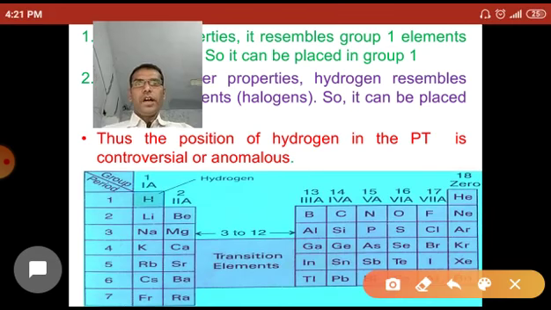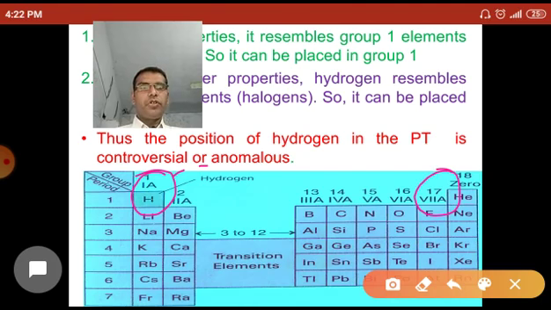Right now, hydrogen in the modern periodic table is placed in the first group and first period. But some properties of hydrogen resemble alkali metals, and some properties resemble group number 17 halogen elements.